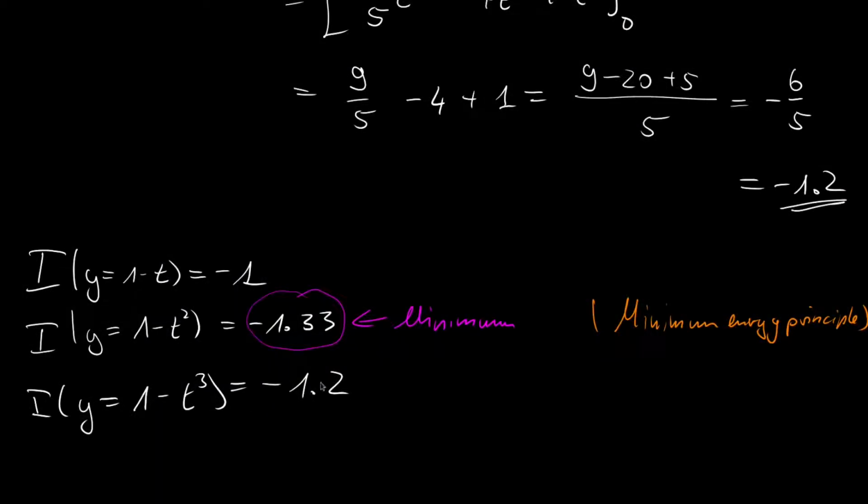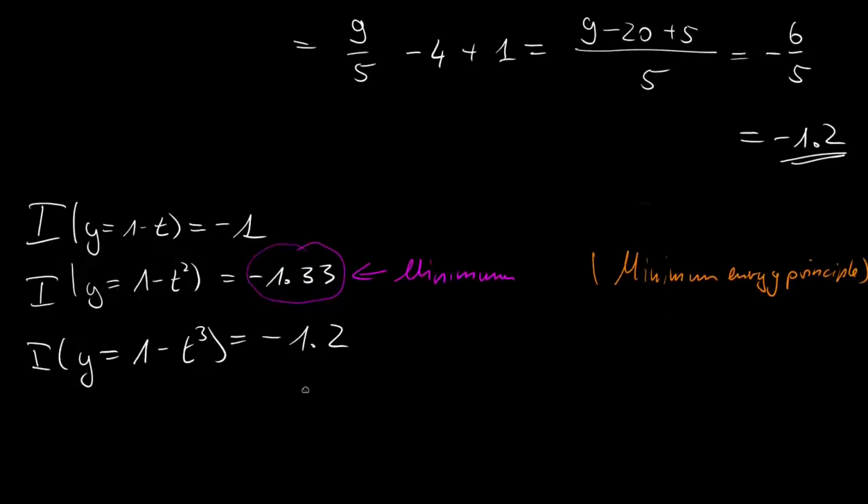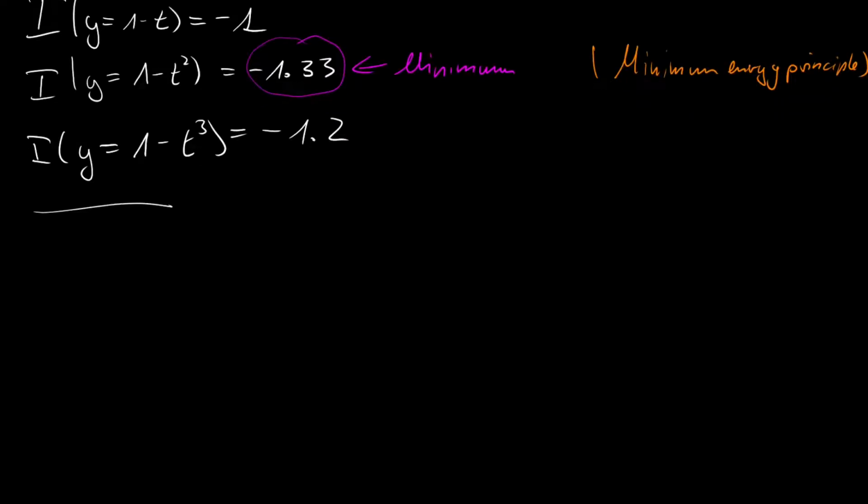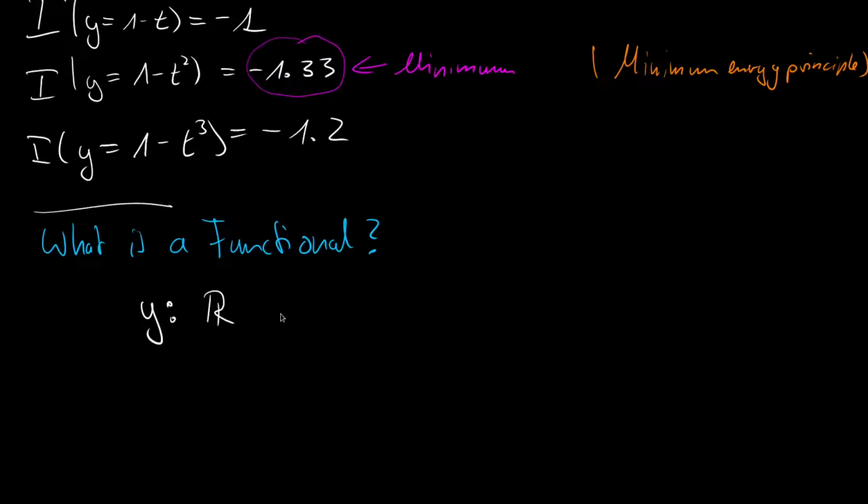So before we go on with this idea of the minimum energy principle, let's be a little more explicit and answer the question, what is a functional? And we saw that a functional is a function of functions. This makes sense, but let's be a little more mathematical. So y was a function from the real numbers to the real numbers. I mean, it makes sense. So we plug in the time, which can be a real value, and we get out a height above ground, which can be a real value.